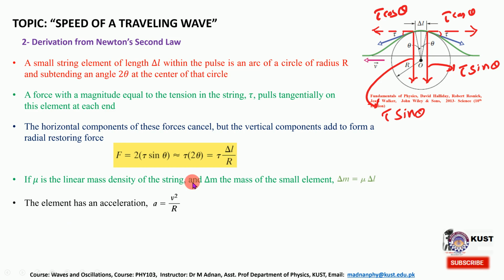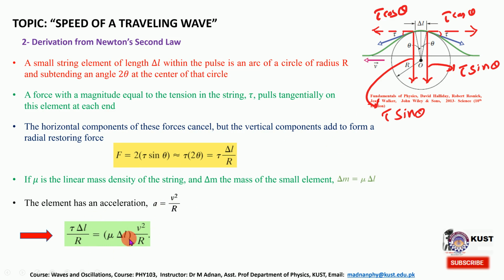The acceleration is v square over r, the centripetal acceleration, and one can write the force, as I told you from your book, that this derivation is based on Newton's second law. So this is like force is equal to mass times acceleration. The force F is equal to tau delta L over r, and then we have mass, which is mu times delta L, and then acceleration v square over r.